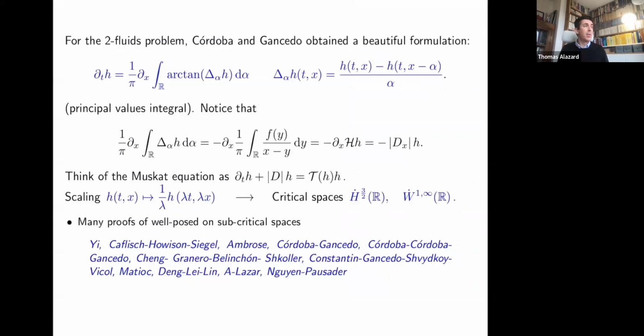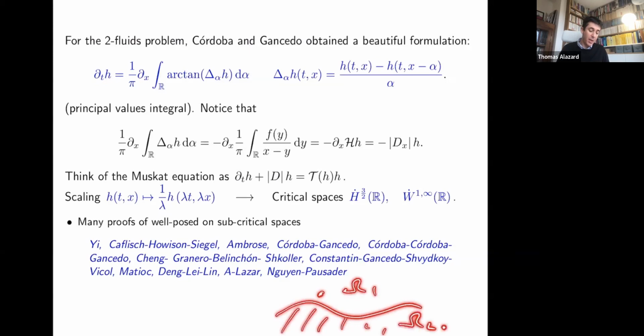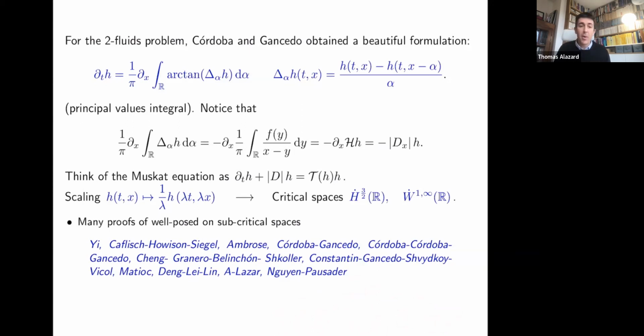Still about this question about studying the Cauchy problem, I want to mention that the situation is more complicated if you consider the two fluids problem. Okay, up to now we had one fluid and something at rest. If you consider the situation where you have two fluids and an interface separating these two fluids, the situation is more complicated, but there is an essential observation by Córdoba and Gancedo that you can obtain a beautiful and compact formulation for that problem.